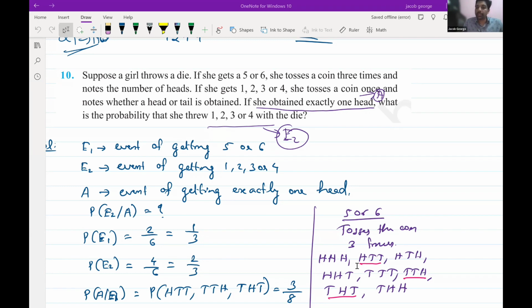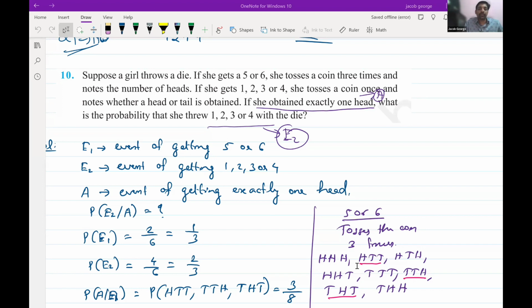If she obtained exactly 1 head, that is the given event. She obtained exactly one head is capital A. This is our capital A here. Now, what is the probability that she threw 1, 2, 3 or 4 with the die? So that is our E2. That means this problem is to find out P of E2 given A.